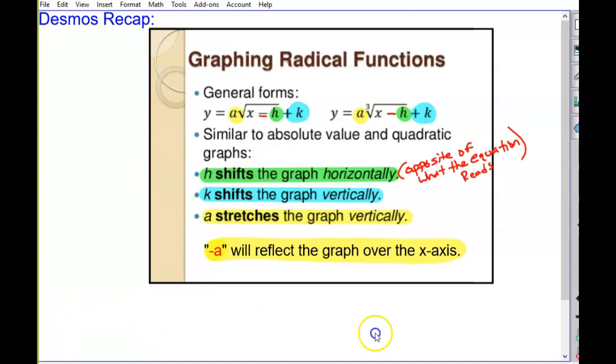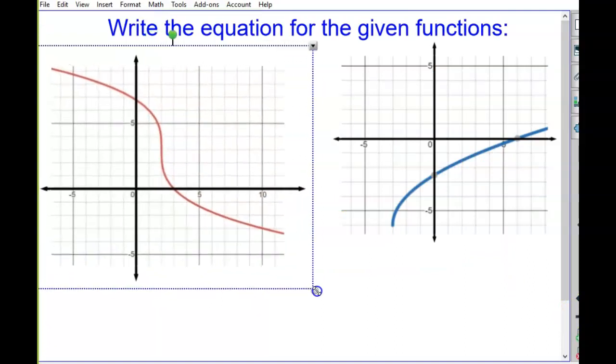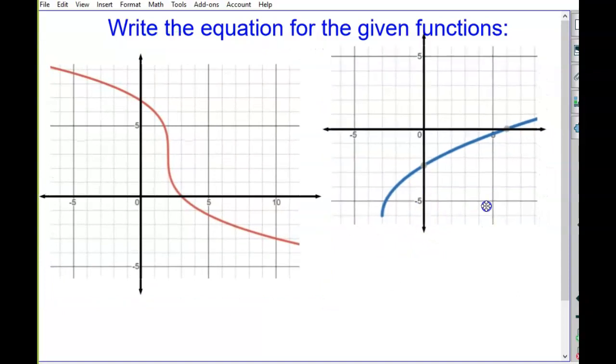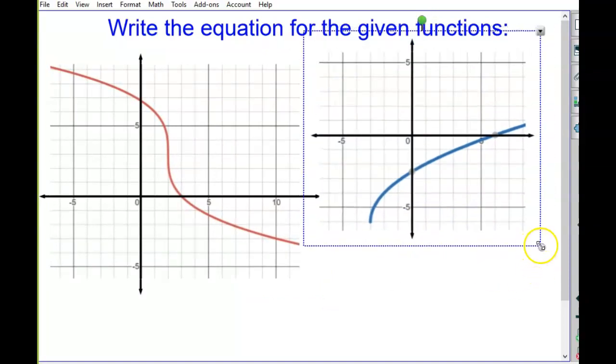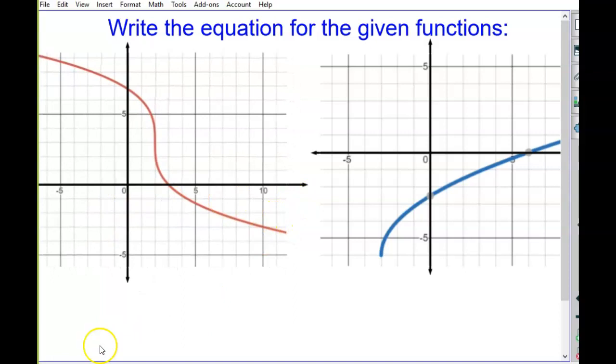So our goal is to use this and just do some quick review. Now, I don't know if you want to write any of this next stuff down or just answer the question, but what I'd like you guys to do is take this general form, either the square root or the cube root. Notice they're exactly the same except for the index number. And I want you to try to write an equation for each one of these. So you don't have to draw the graph. But I'll give you maybe a minute to see if you can write the equation for both of these.